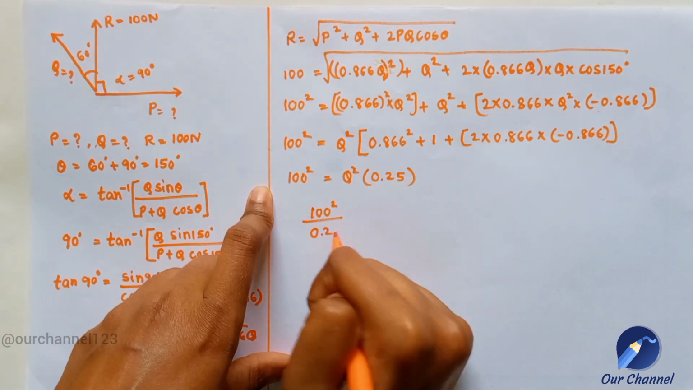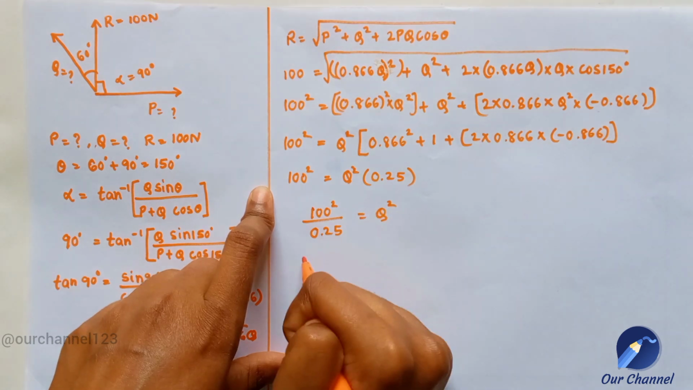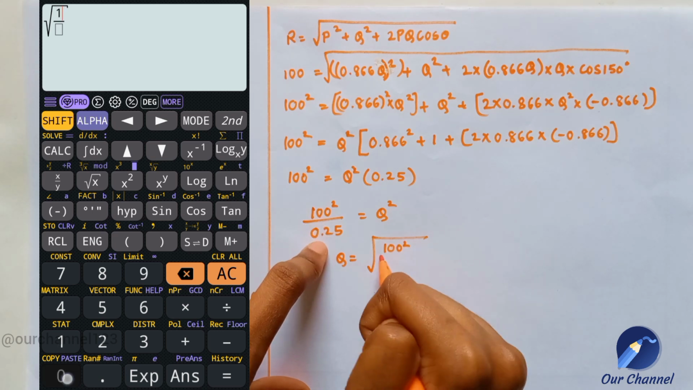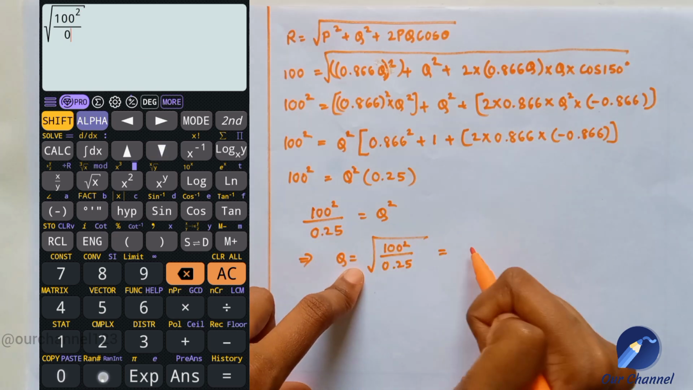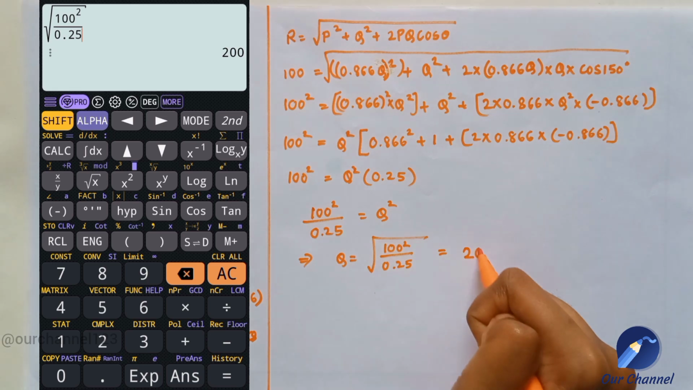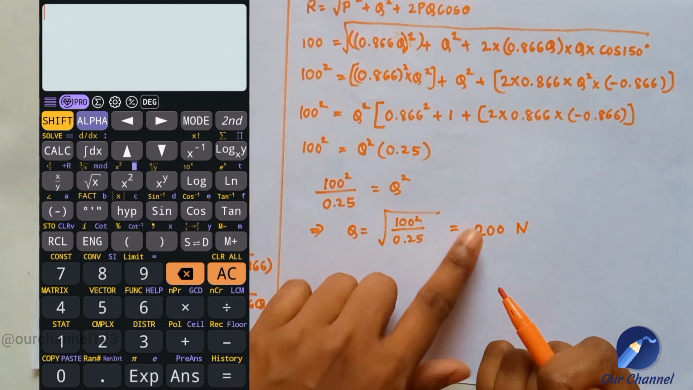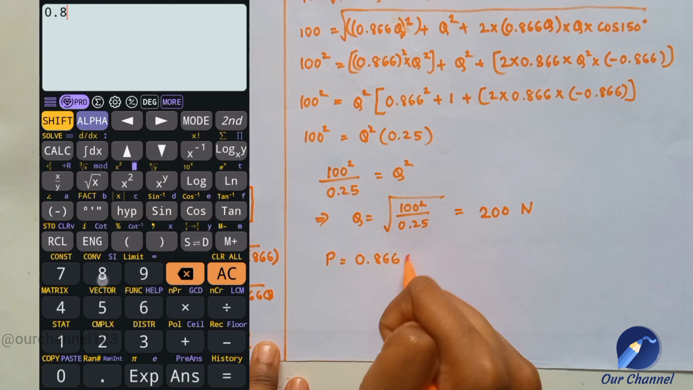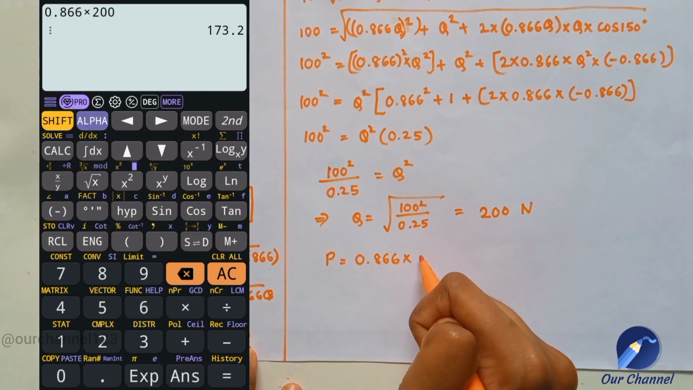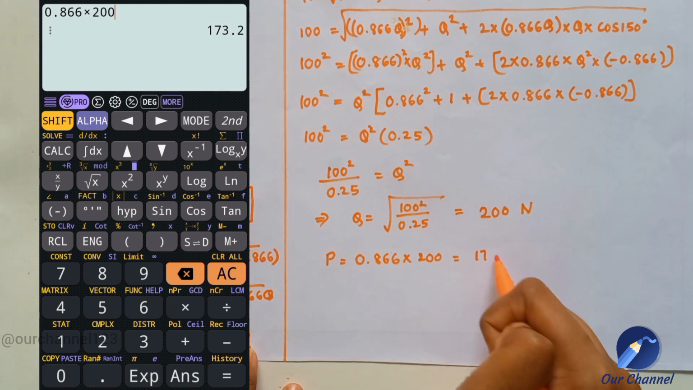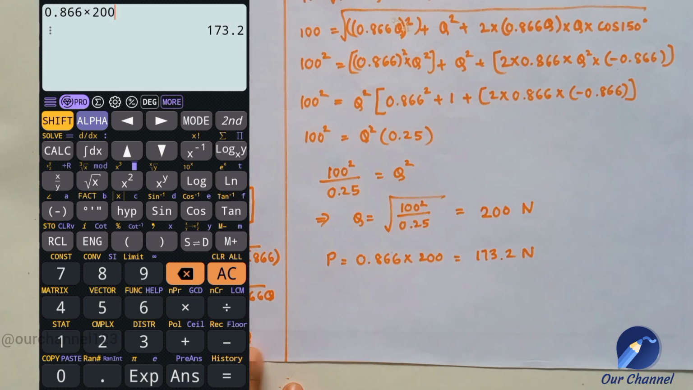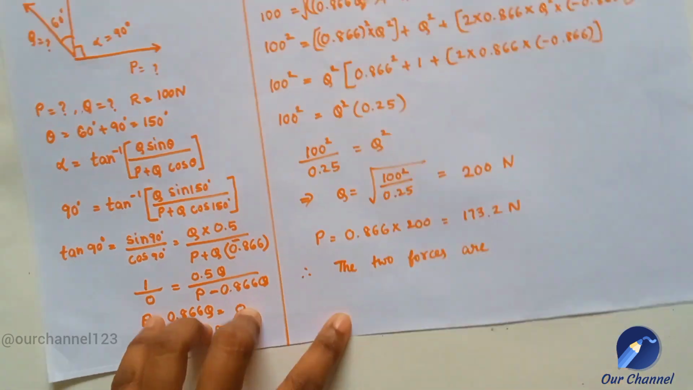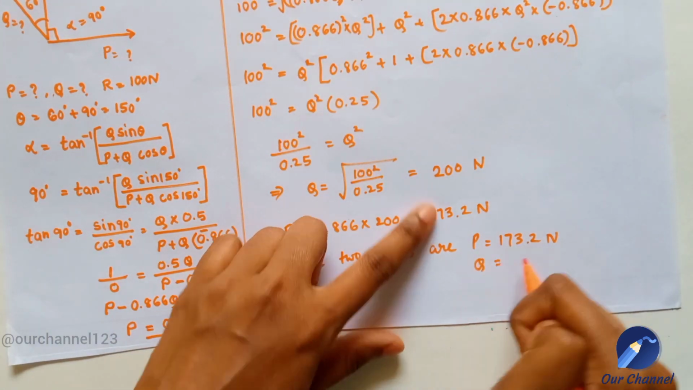100 square by 0.25 equal to Q square. Q is equal to square root of 100 square by 0.25. We will get Q equal to 200. Substituting the value of Q in the equation, we will get P equal to 0.866 into 200, that is 173.2 newtons. Therefore, the two forces: P is 173.2 newtons and Q is 200 newtons.